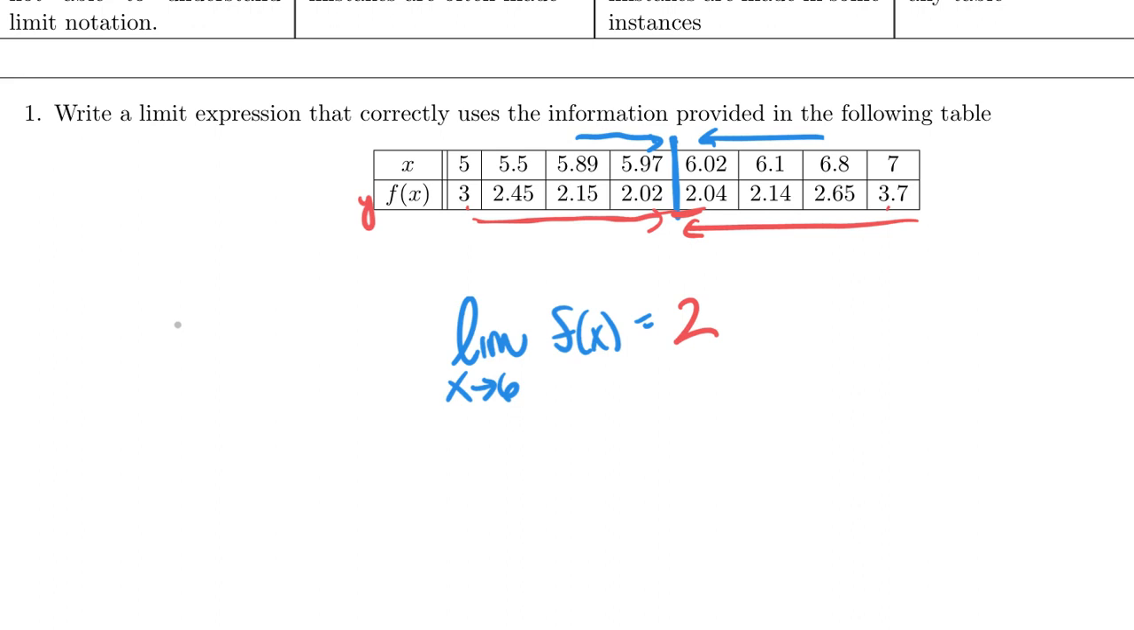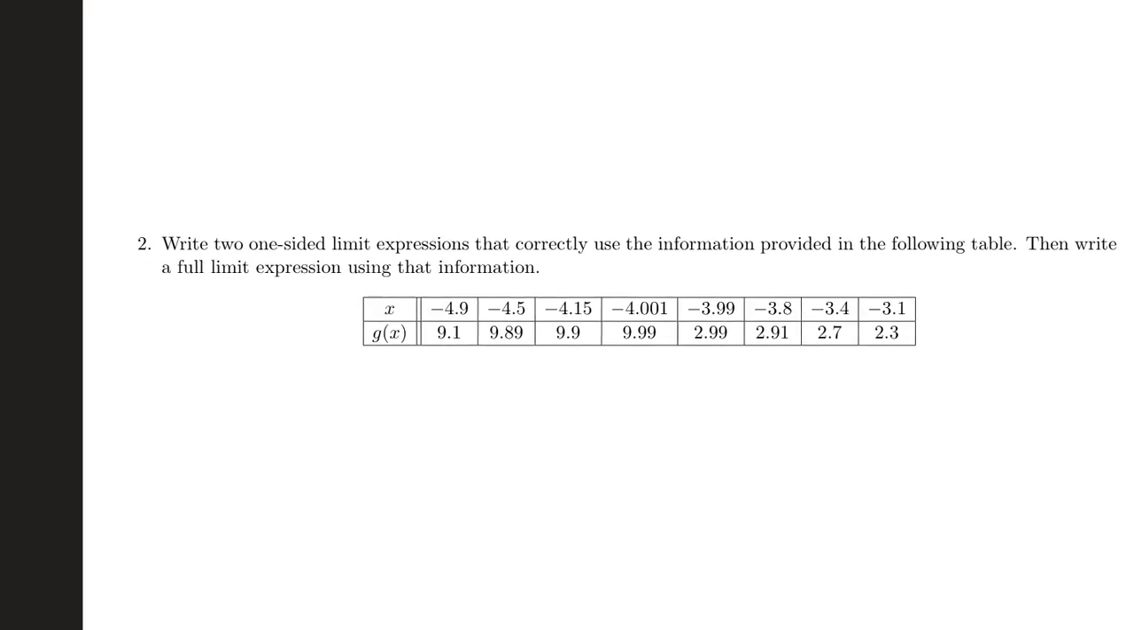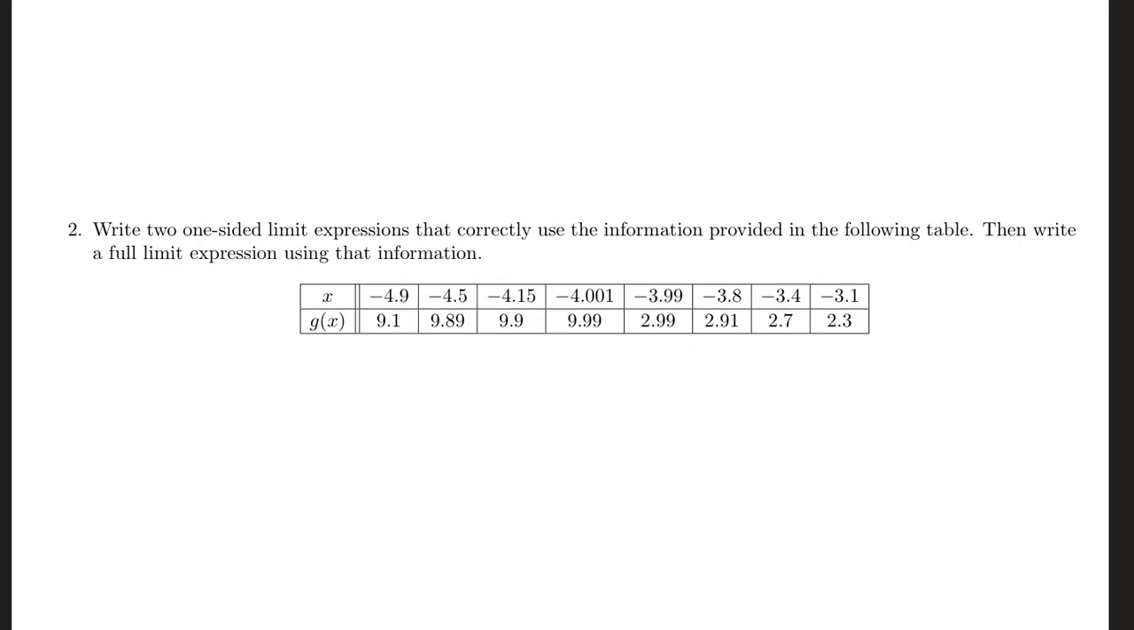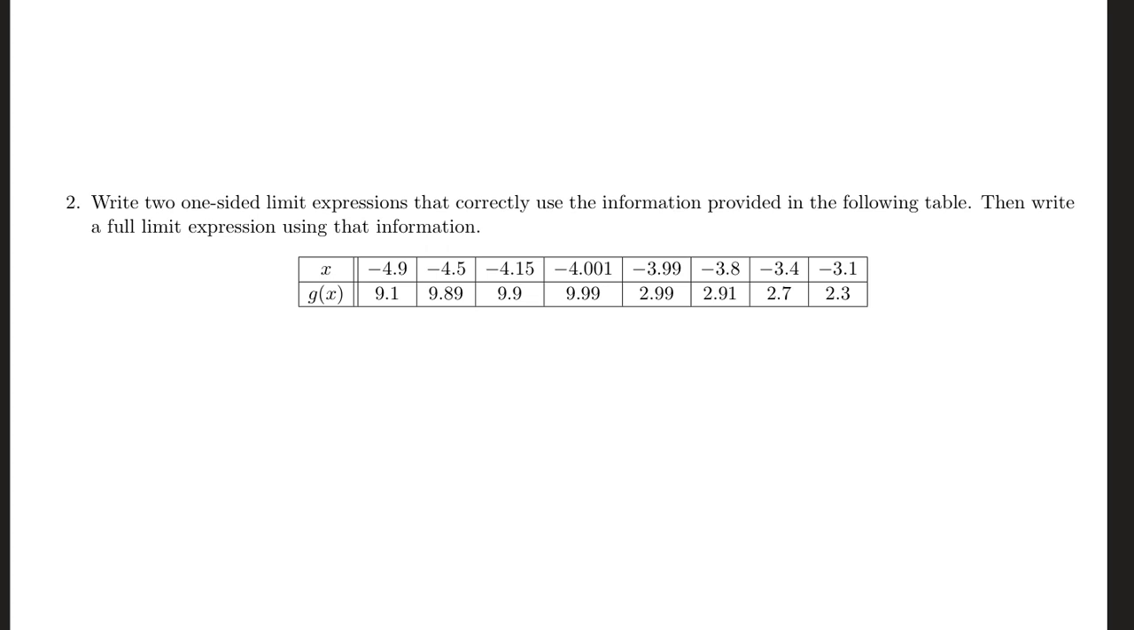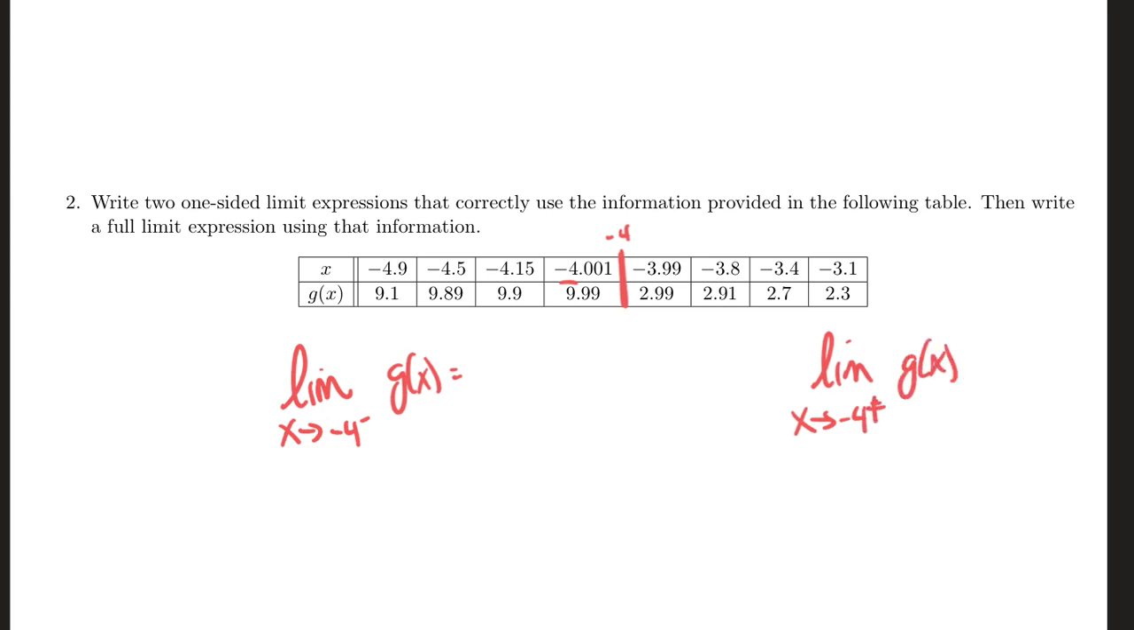All right, the only difference with this problem is now we're doing one-sided limits, so we're going to find the one-sided limits and then write the full limit expression. Again, looking right in the middle here, our x value is getting close to -4, with -4 with a small decimal, -3 with a big decimal, all those are really close to -4. So we're going to be looking at the limit as x approaches -4 from the left, and the limit as x approaches -4 from the right. Those are our two one-sided limits.